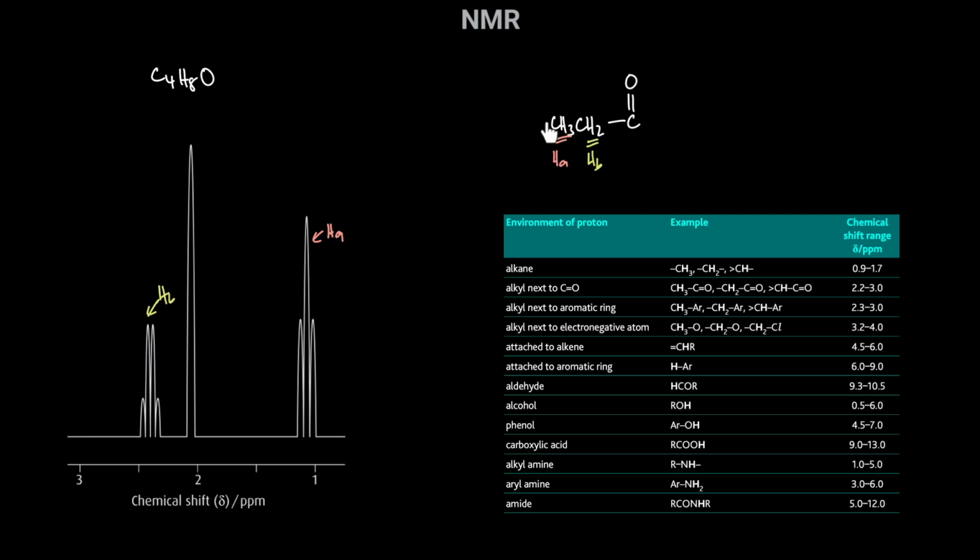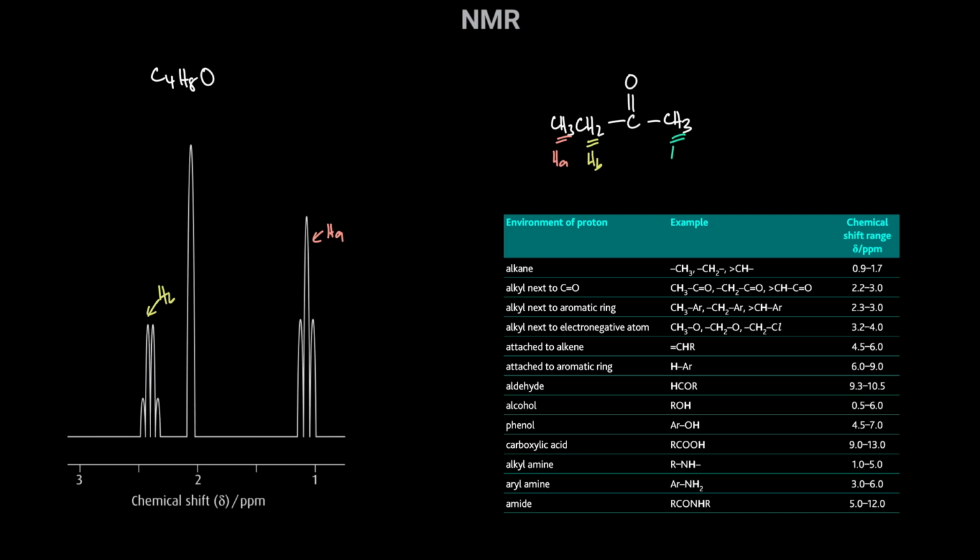Now we have 3 carbons, 5 hydrogens, and 1 oxygen. So all we're left with is a CH3. And that CH3 is right here, right? This guy will be a singlet. This CH3 will be a singlet because there's no hydrogens on neighboring carbons.